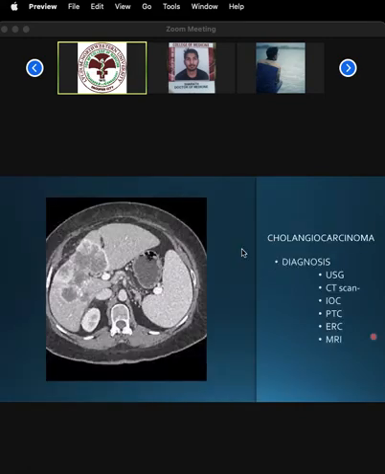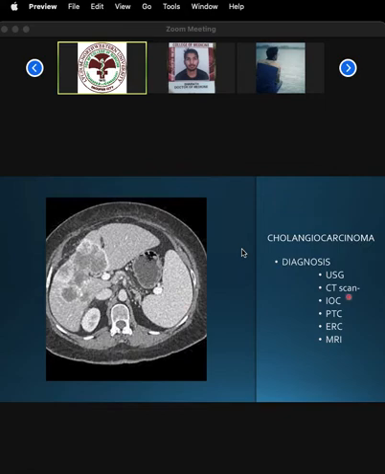So for diagnosis, ultrasound and CT scan will help you a lot. They will give a lot of information. Now, for perihilar tumors, they will show dilated intrahepatic ducts, a collapsed gallbladder, and distal extrahepatic ducts. Okay? For distal tumors, they will show dilated intrahepatic and extrahepatic ducts, like this one.